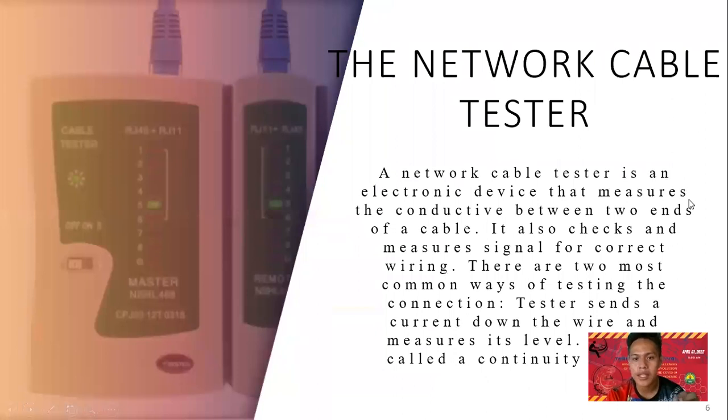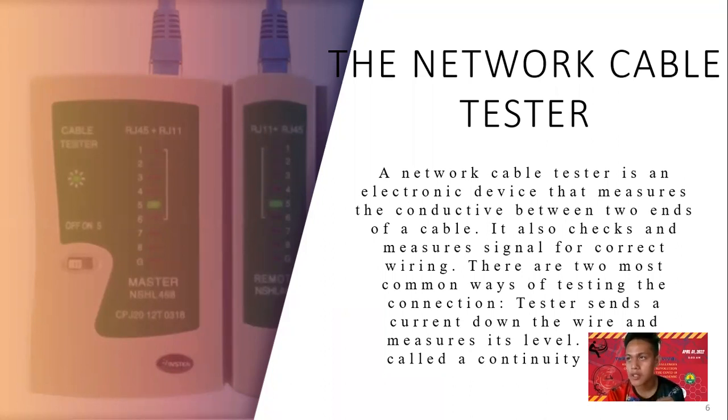The network cable tester. A network cable tester is an electronic device that measures the conductivity between two ends of a cable. It also checks and measures the signal for correct wiring. There are two most common ways of testing the connection. The tester sends a current down the wire and measures its level. This is called continuity. So let's move on.